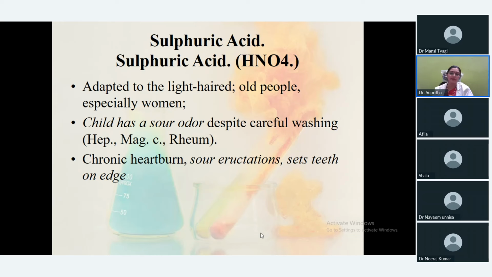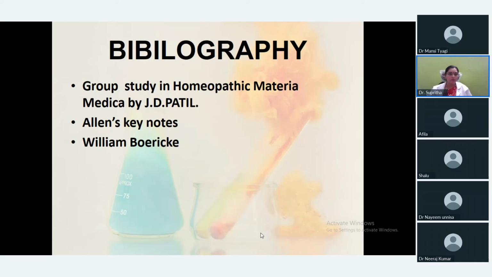So what are the other remedies? Teeth imprinted on the tongue. Syphilitic remedies. What are the other remedies? The mercury group.